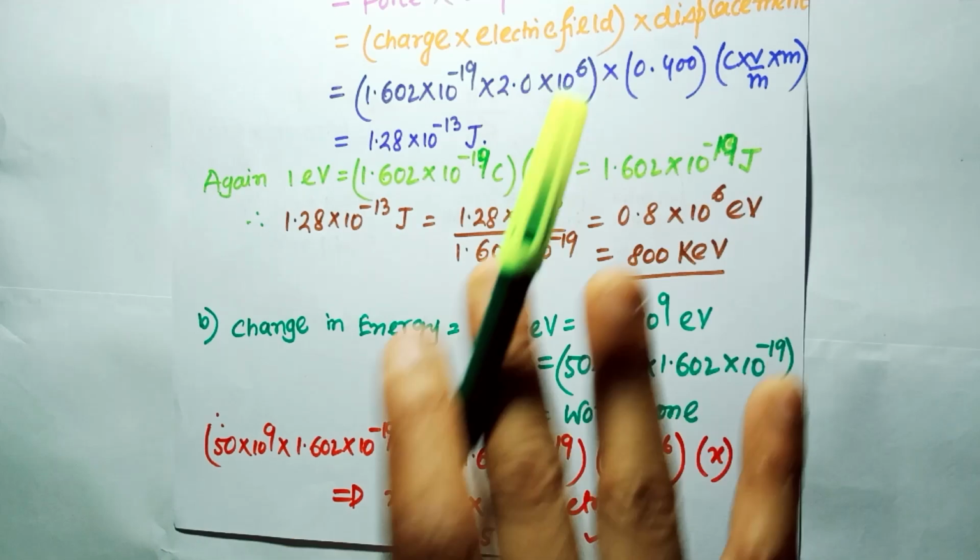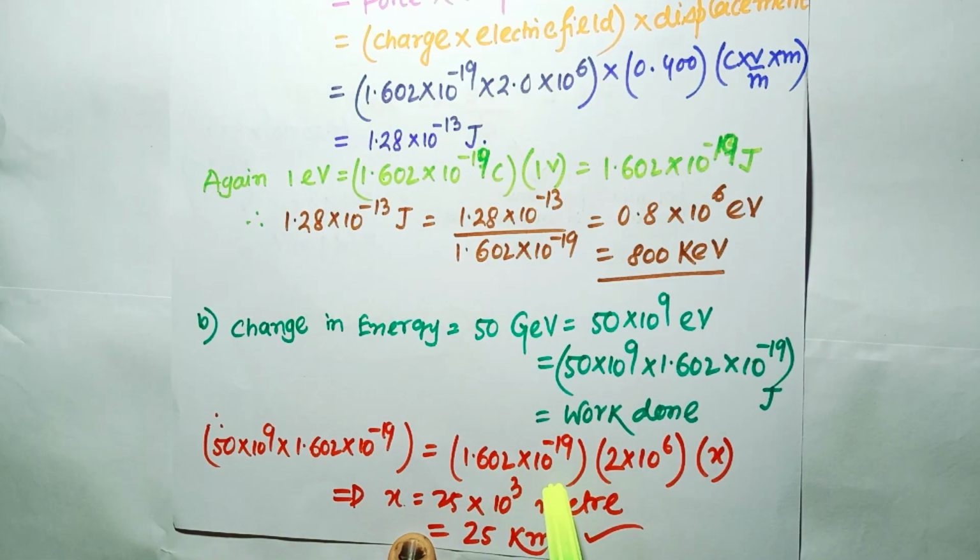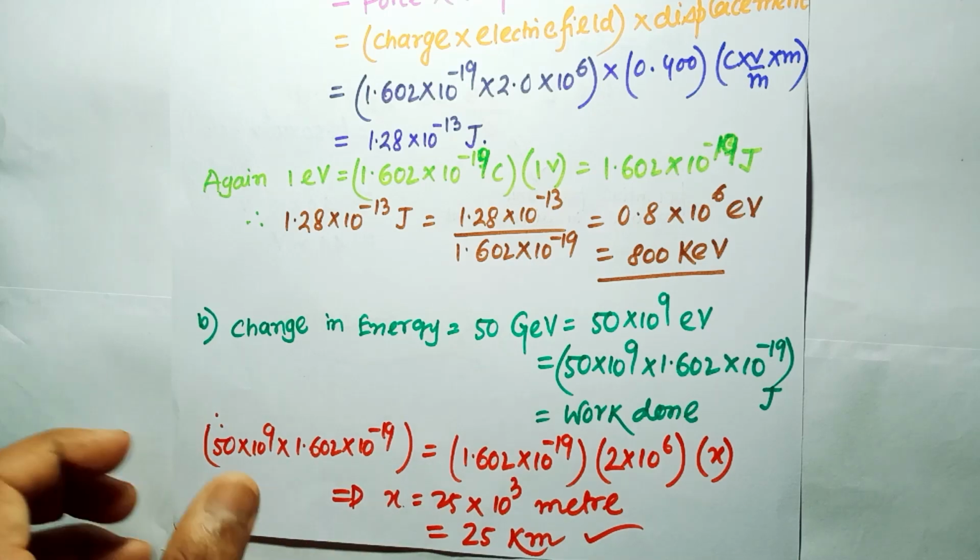So what is the charge of the electron? 1.602 times 10 to the minus 19, and the electric field is 2 into 10 to the 6. I need to find the displacement. So I have taken it as x. So x comes out to be 25 into 10 to the 3 meter. It means 25 kilometer. So this is the amount of the displacement.